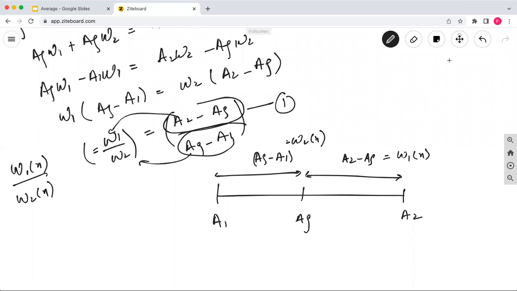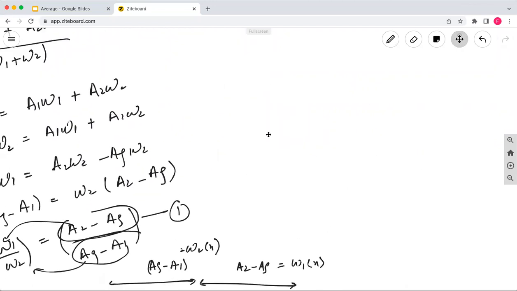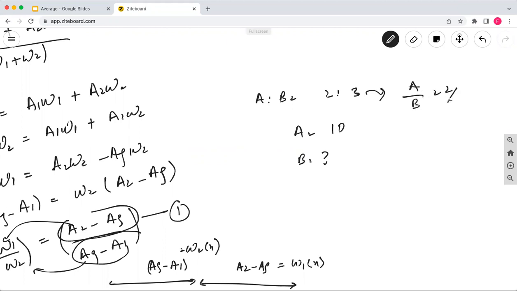Okay. First of all, tell me one thing, just a quick revision of the ratios part. If I have A ratio B is equal to 2:3, and the overall value of A is 10, what is the value of B? 15. If you try to open this, A over B is equal to 2/3. And in ratio form, you can write this as 2x over 3x. And 2x is equal to the actual value of A, which is 10. So x is equal to 5, and B is equal to 3x, which is 15.